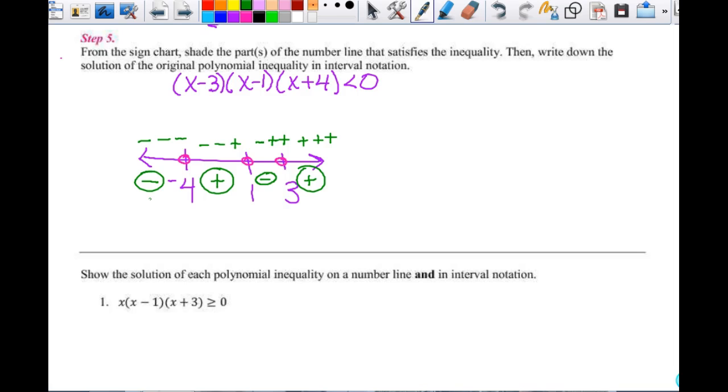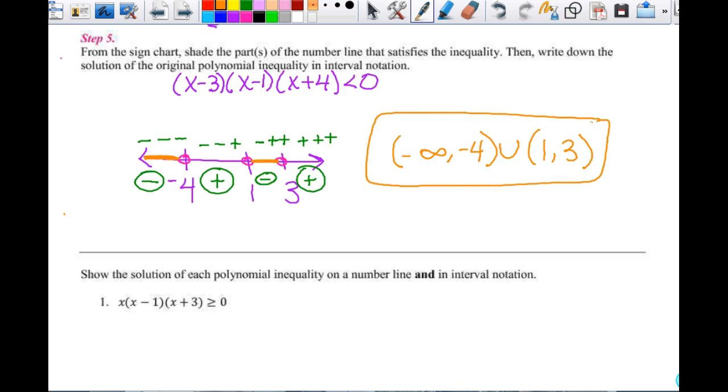Then my step 5, consider the sign from my chart. We're going to shade the parts of the number line that are less than 0, which means do I want the positive or the negative? I shade the negative, and part of my answer is my number line. The other part is that I have to actually write the intervals out. So from negative infinity to negative 4, do I include the negative 4? No, that's an open circle. And then again from 1 to 3. So that is the interval where the function is less than 0, or it's negative.